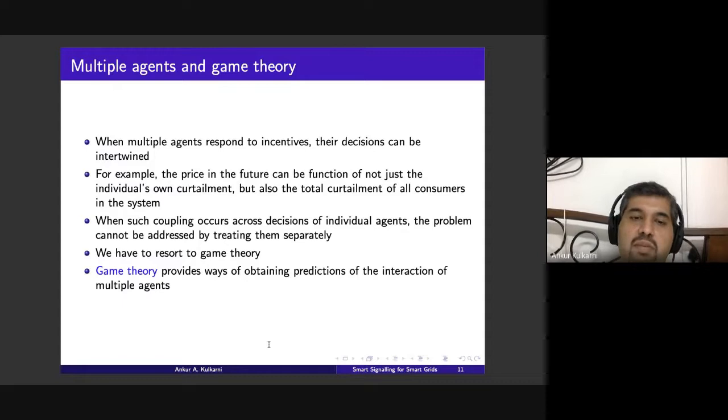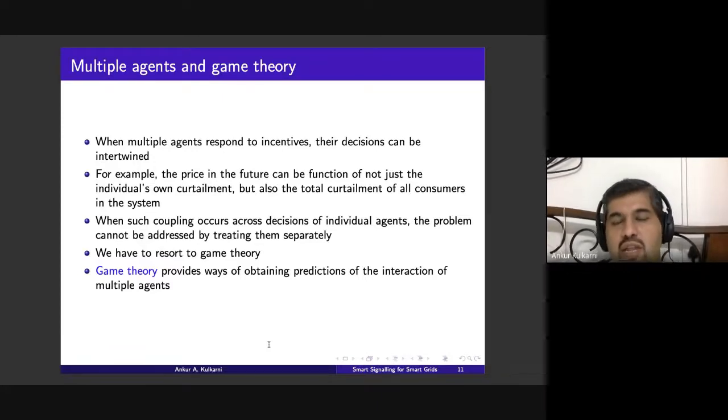intertwined. Because, for example, the future price of electricity is not just a function of what one consumer does, but what the entire community does, right? Just one consumer curtailing his or her demand is not sufficient; rather, the total curtailment of all consumers is relevant for computing this. So this introduces a coupling between the decisions of the agents, because each agent has to think of what the other agents are also doing while choosing his action. When such coupling occurs, we have to resort to what is called game theory. You cannot treat these agents separately. Game theory provides ways of obtaining predictions of interactions of multiple agents when these agents are coupled.